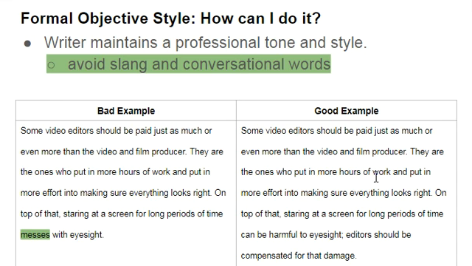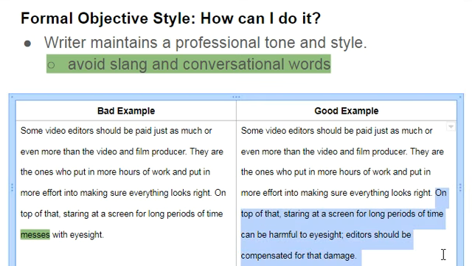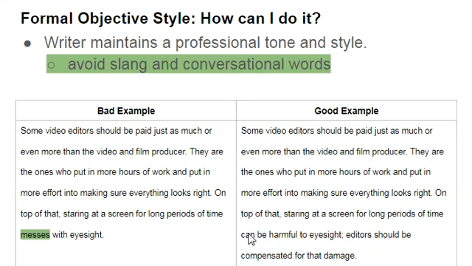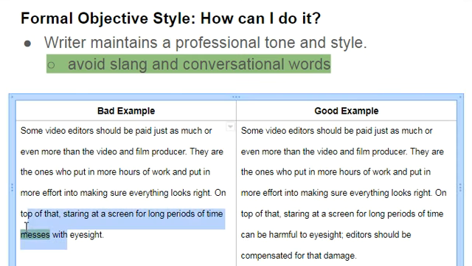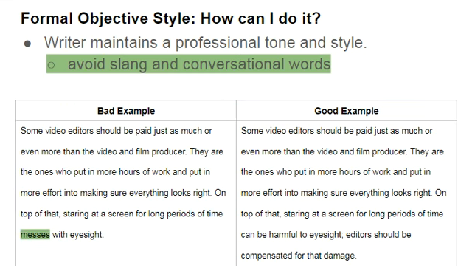So let's look at how we could change this. On top of that, staring at a screen for long periods of time can be harmful to eyesight. Editors should be compensated for that damage. Okay? So can be harmful to eyesight is more professional than saying messes with eyesight. So be on the lookout for things like that as you're writing.